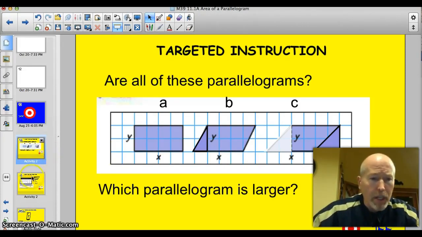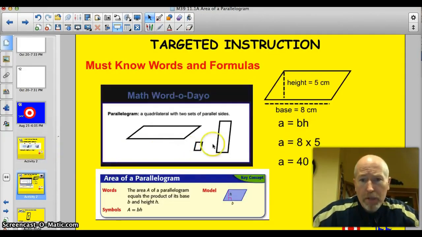All right, here we go. Let's get some words and formulas. Officially, a parallelogram is a quadrilateral with 2 sets of parallel sides. All of these are quadrilaterals, and they're all parallelograms because they all have 2 sets of parallel sides. Kind of looks goofy, but they do.